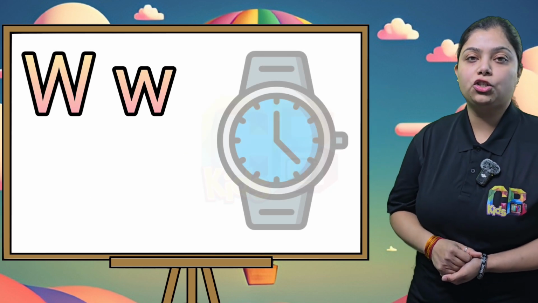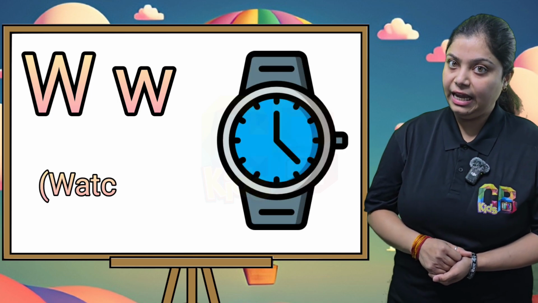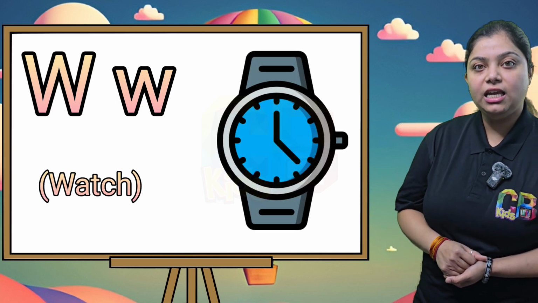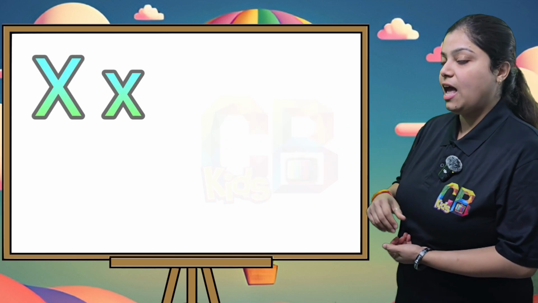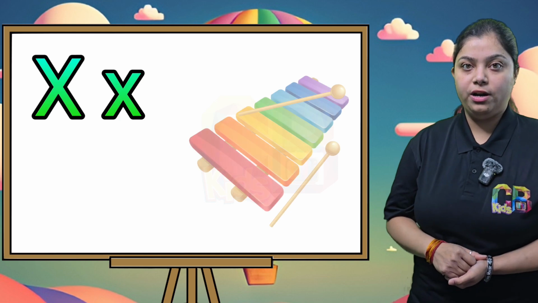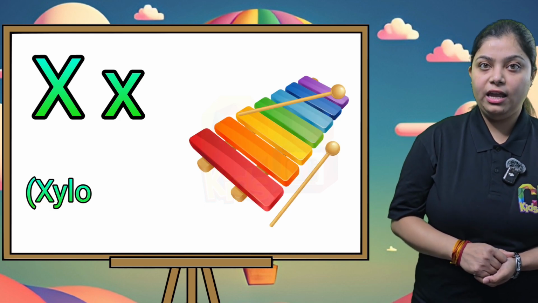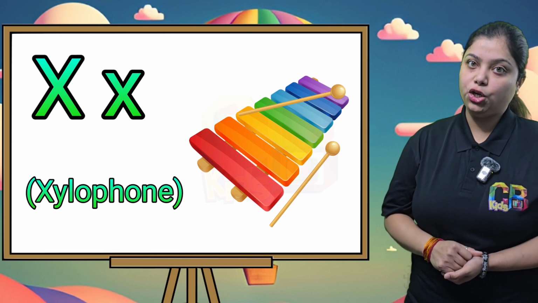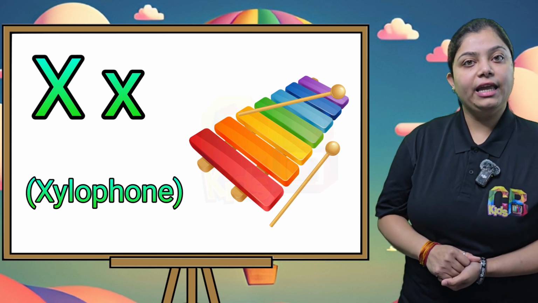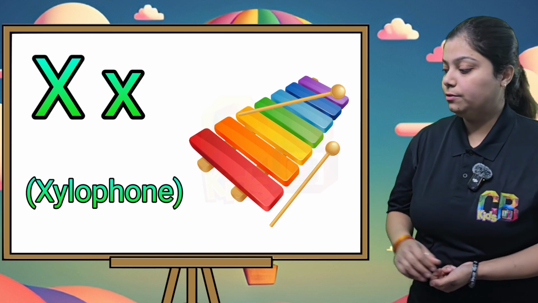W for watch. W A T C H watch. X for xylophone. X Y L O P H O N E xylophone.